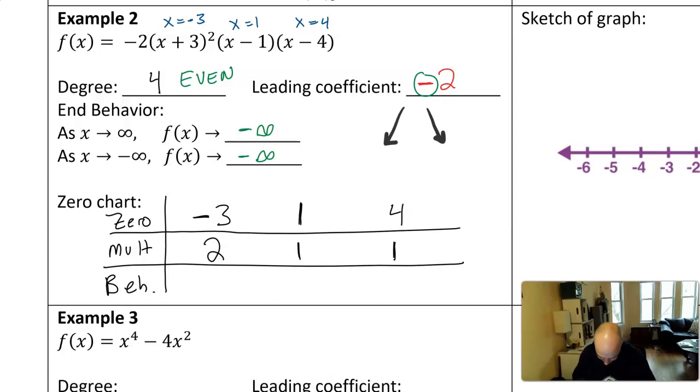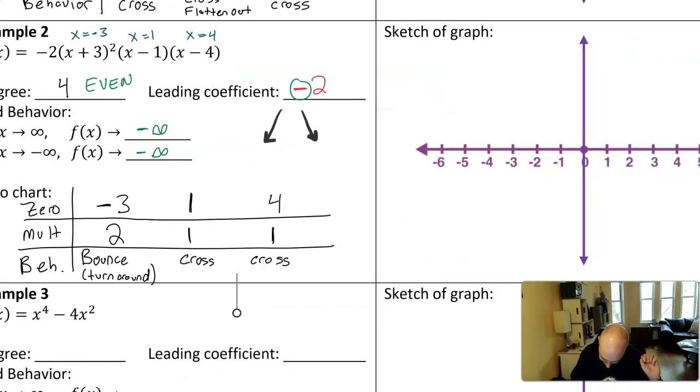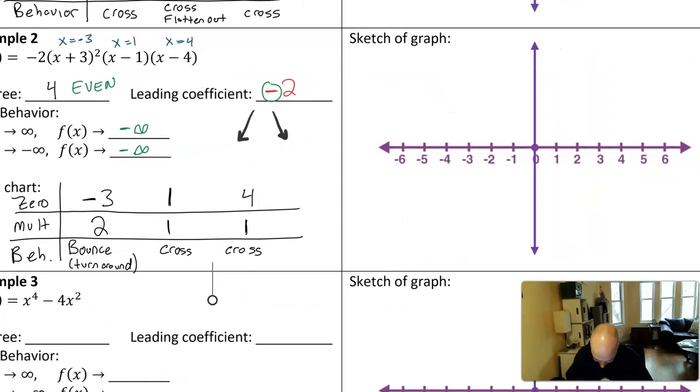So the multiplicity of 2 is going to bounce off the axis or turn around. Touch and turn around. The multiplicity of 1 zeros are both going to cross. So that's everything in theory that we need. Let's go to the graph. I'll plot the 0 at negative 3. I'll plot the 0 at 1. We'll plot the 0 at 4.